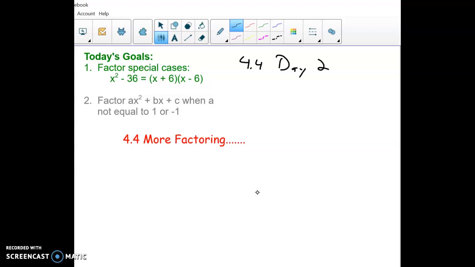All right, welcome to 4.4 day 2, and we're just going to do more factoring, right? So we got a couple more cases today. You can kind of see them here up on the screen.